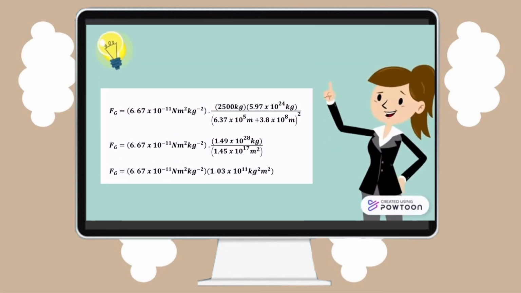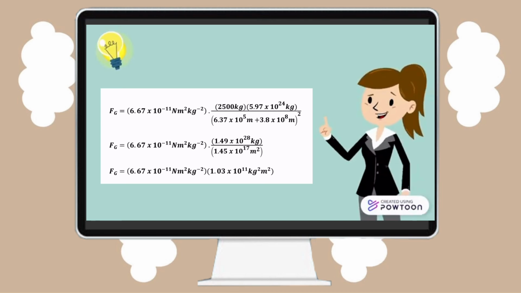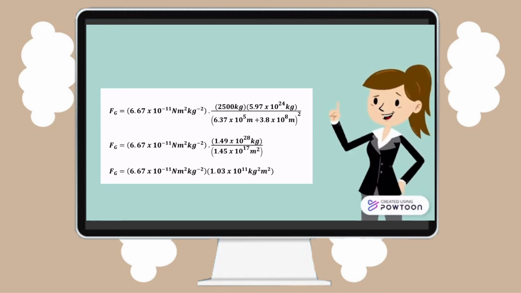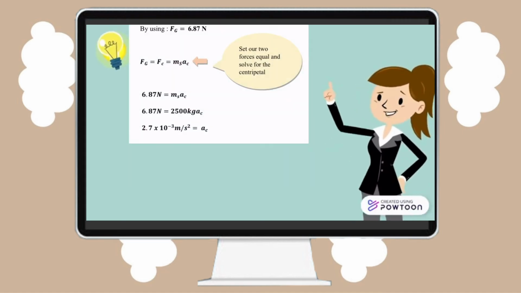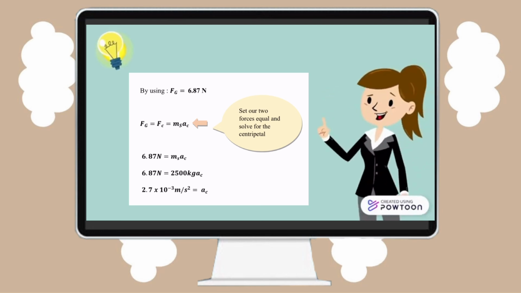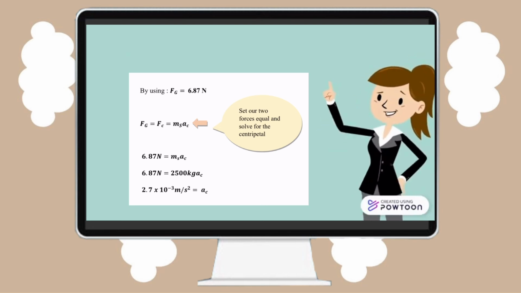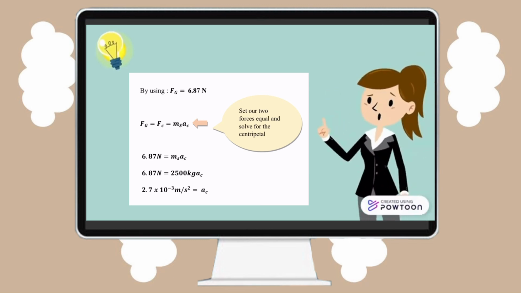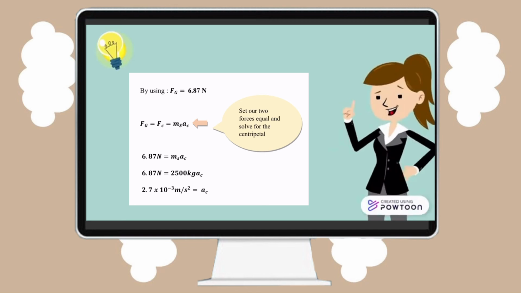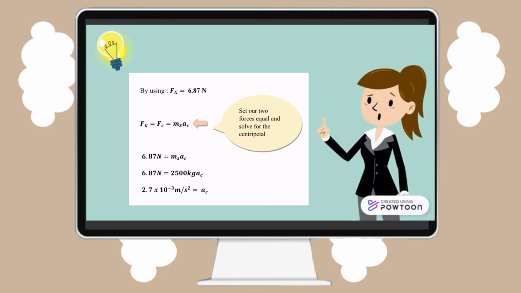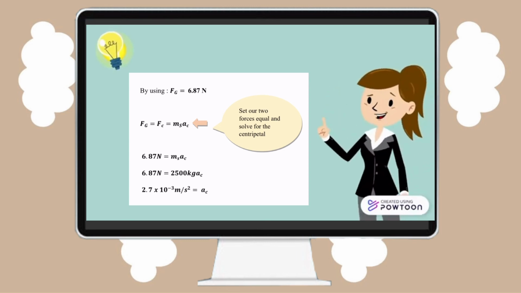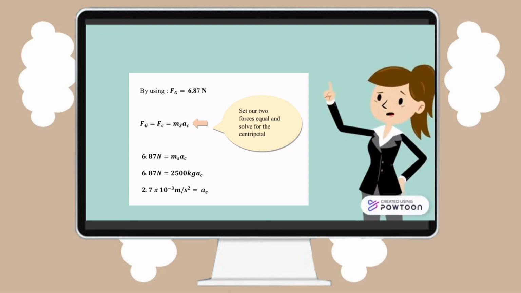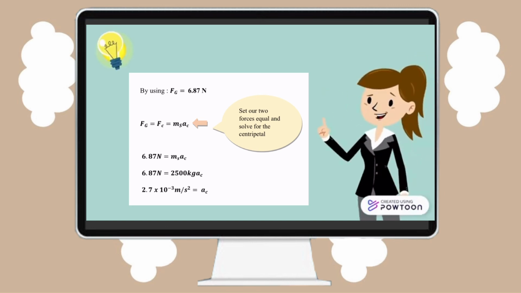After substituting all the given constants, satellite mass, Earth mass and distance into this formula, we can calculate the gravitational force. The gravitational force Fg is 6.87 Newton. We can find acceleration using this force value. Set our two forces equal and solve for the centripetal acceleration. Fg equals Fc, and Fc equals ms ac. We have the Fg value, so we just insert Fg in Fc, which is 6.87 Newton equals ms ac.